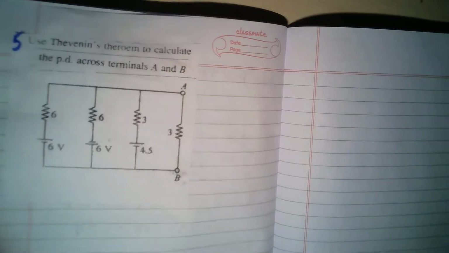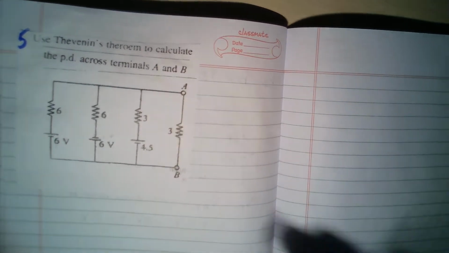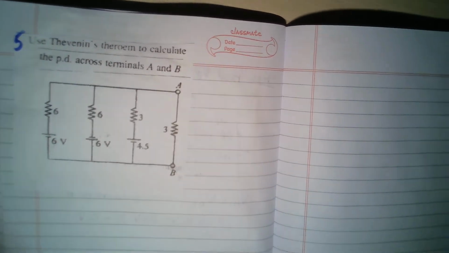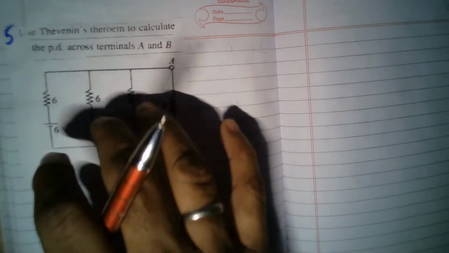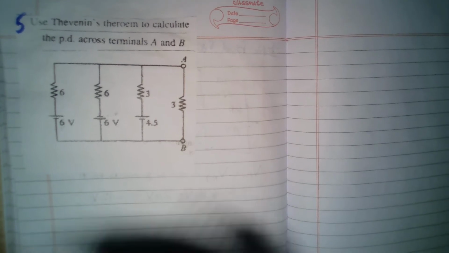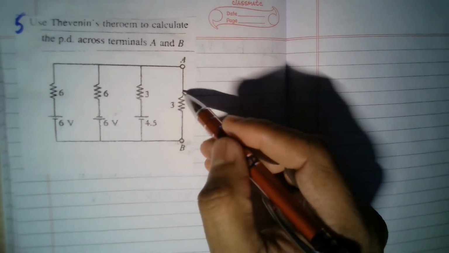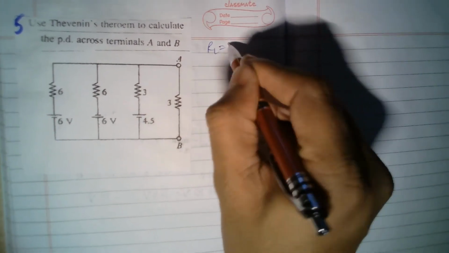Okay, let's go to the fifth problem and the last one in this particular video. Mind you, I have some more problems that I want to show you, but anyway, let's come to the last one in this particular video. So here we need to apply some concept actually. So first let's get rid of this load resistance 3 ohms. In this case RL equal to 3 ohms.